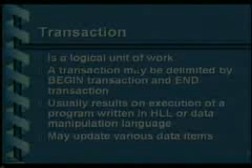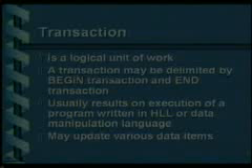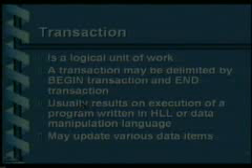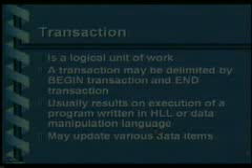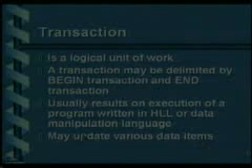The next important concept is transaction, which is supported by any database management system. What is a transaction? Well, a transaction is a logical unit of work. A transaction may be delimited by begin transaction and end transaction markers. Usually it results from execution of a program written in a high-level language or data manipulation language. Anyway, as I gave you the example, withdrawal or transfer of money from one account to another account is a transaction. It may update various data items.